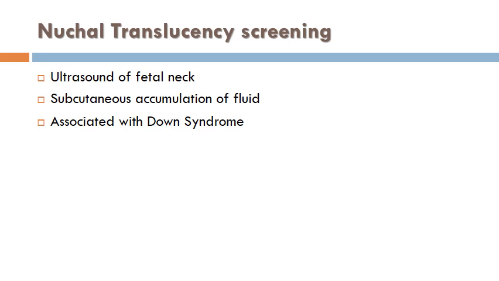Nuchal translucency screening is basically an ultrasound in the fetal neck area. It's looking for subcutaneous accumulation of fluid, and it's associated with Down syndrome. It's done in the first trimester, around 11 to 14 weeks, with a follow-up to earlier detection of fetal chromosomal tests.